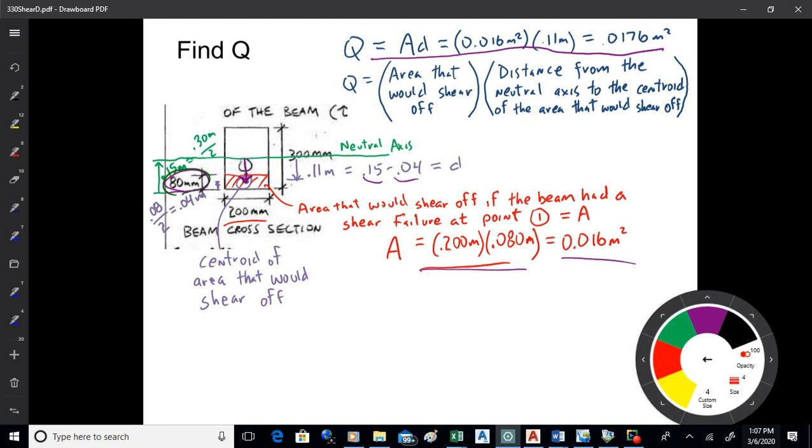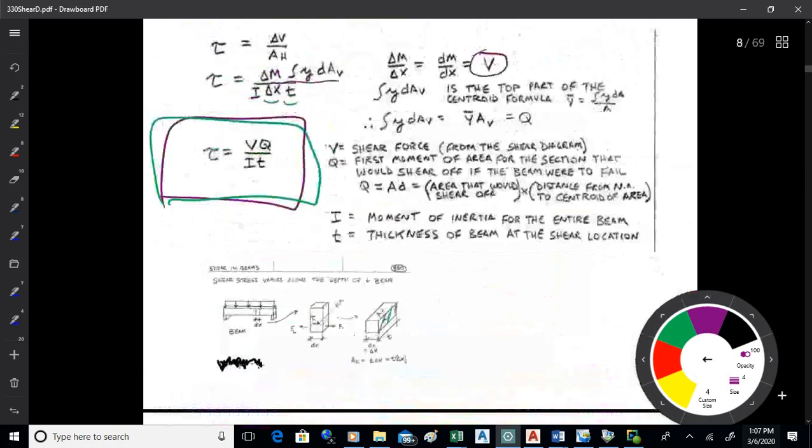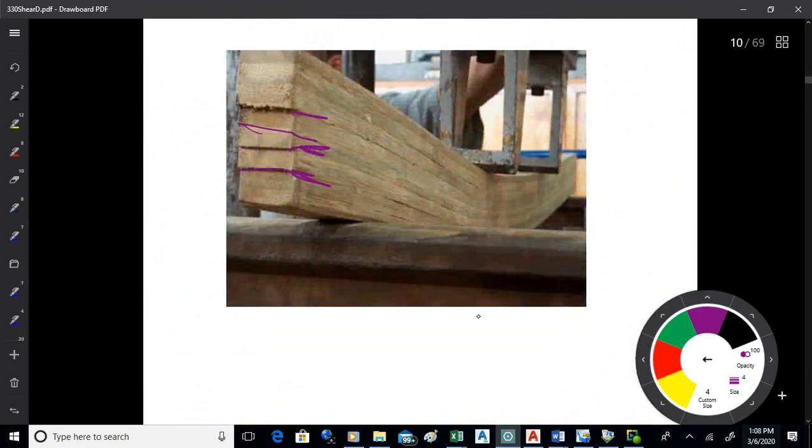So if the beam fails at point 1 there, the shear line will be right there. Think back to that slide we were just looking at. So this is the shear line. What I mean, if this was C1 right there, point 1 would be right there, and then it would be the area that I've outlined there in purple. That would be the area. The distance would be that red distance from the neutral axis down to the centroid of the purple area. That's what we're doing. So we want to be sure that we understand that. We can apply it.